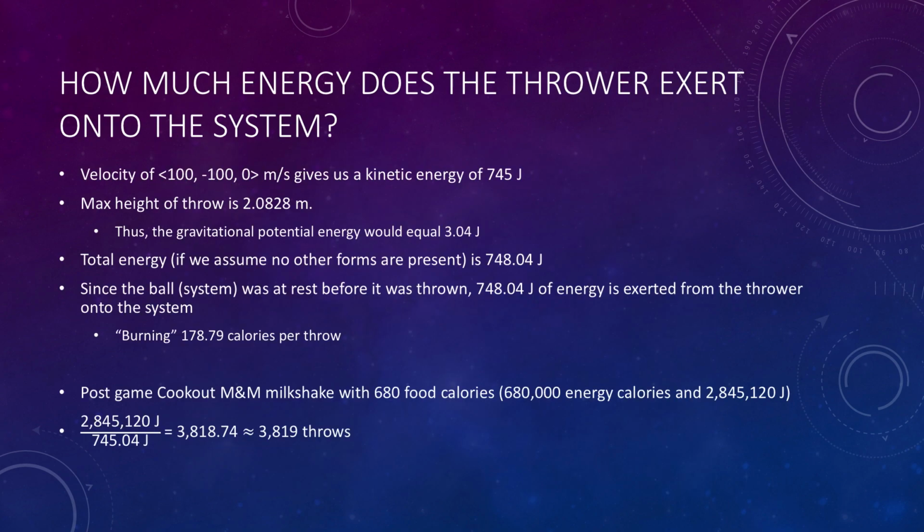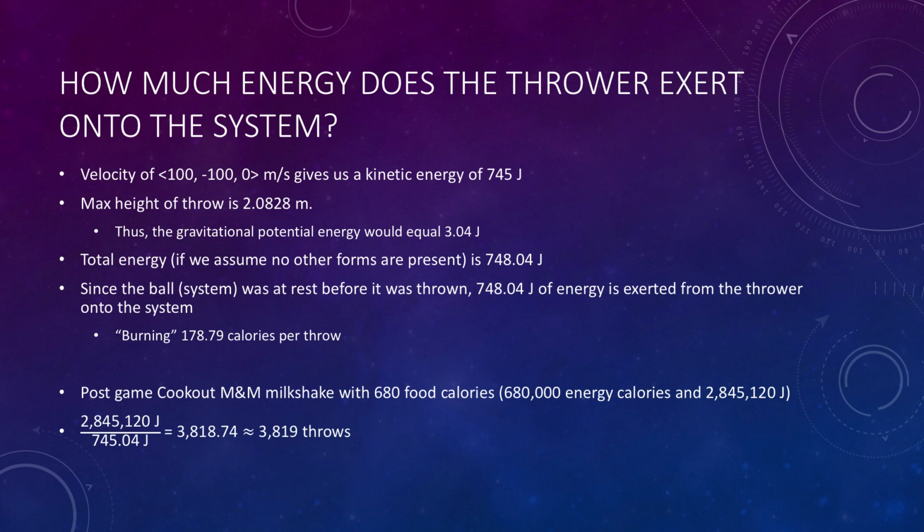And our question in the beginning of this lab was to see how much energy the thrower exerts onto the system, and therefore how many throws it would take to burn off the calories gained from a Cookout M&M milkshake. Starting with the velocity, we find the kinetic energy, and through the maximum height thrown of 2.0828 meters, we find the potential energy. If we assume no other forms are present, since our ball was at rest before it was thrown, 748.04 joules of energy is exerted from the thrower onto the system, burning roughly 179 calories per throw.